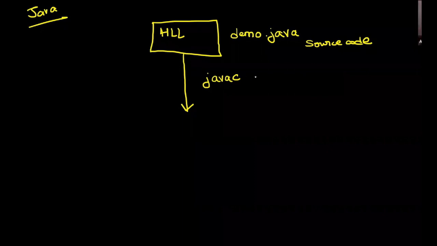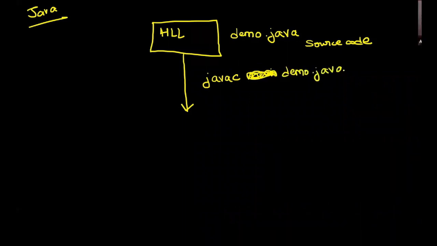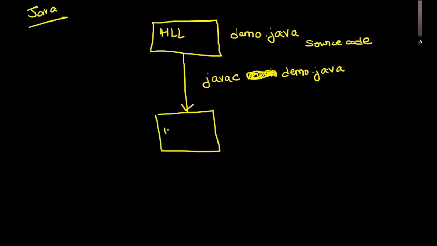Think of it like the Java compiler. So I write javac and the name of the file, javac demo.java. When I say javac demo.java, the Java compiler will act upon this demo file, and the high-level language will get compiled. The compiler converts the high-level language into something known as bytecode. And how does the bytecode look?